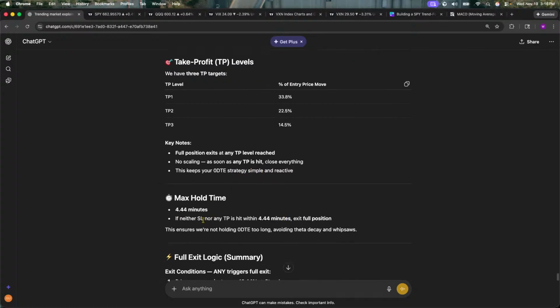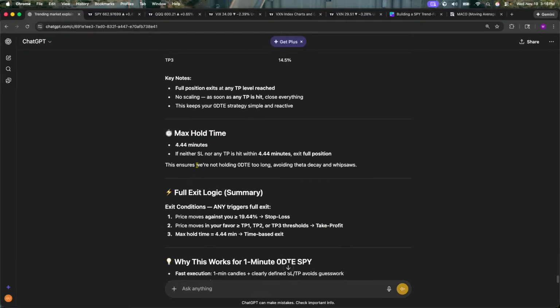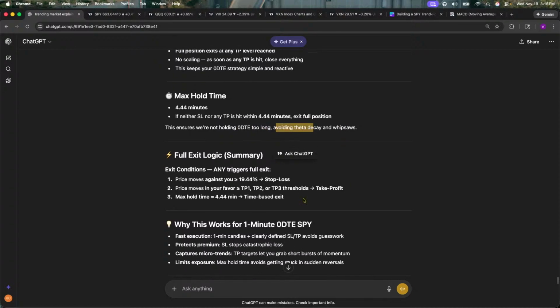44, it's either stop loss or any TP hit within 0.44, exit full position. This ensures we're not holding 0 DTE too long, avoiding theta decay and whipsaws. Exit condition, any trigger, fast, okay, picks in your favor. TP1 threshold, okay, take profit.